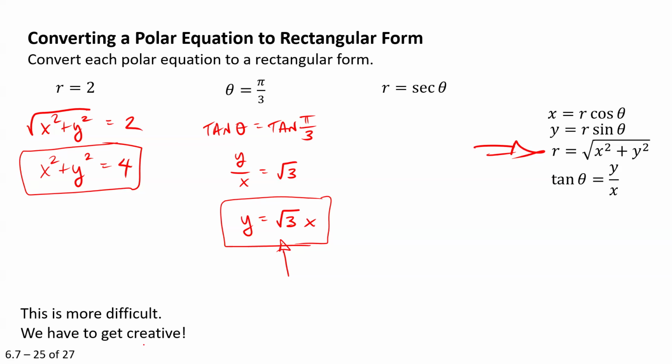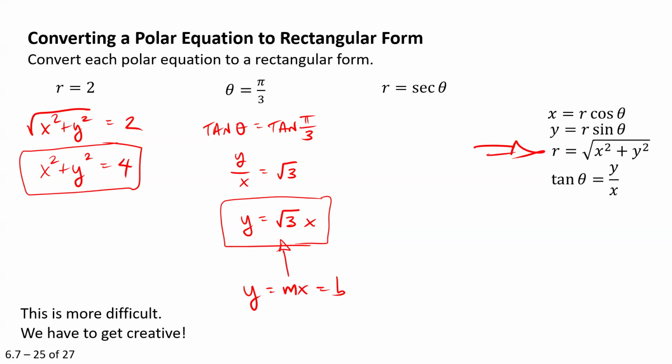y equals mx plus b, and b is equal to 0. This is a line that has a slope of what? Okay, so that line has a slope of square root of 3, and it has a y-intercept of 0.